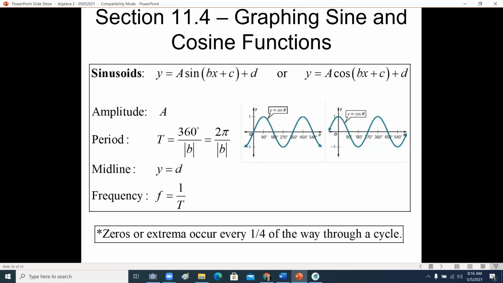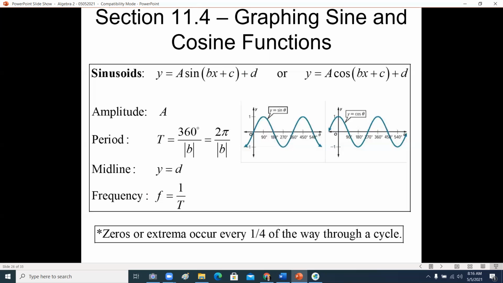Of course, if you multiplied your x by something, like the b there, b times x, then what would that do? Whenever you multiply your x by something, that's a horizontal stretch, right? That could shrink it down or expand it. The period could be different. That's why there's that little correction factor of divide by the absolute value of b right there. If there is a d on the end, then that just moves things up and down, correct? So that moves the midline up and down. So your midline is whatever y equals d. And your frequency is just 1 over your period right there.